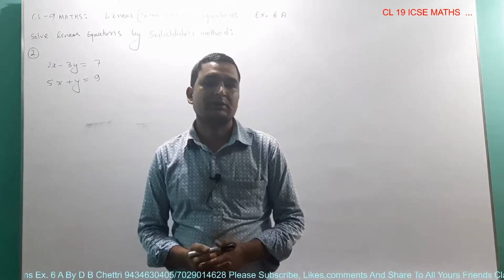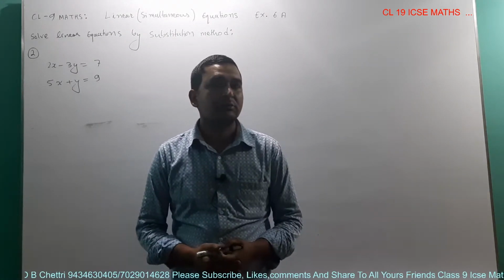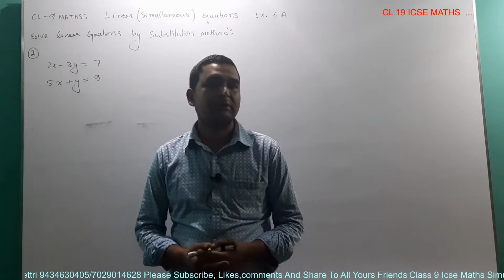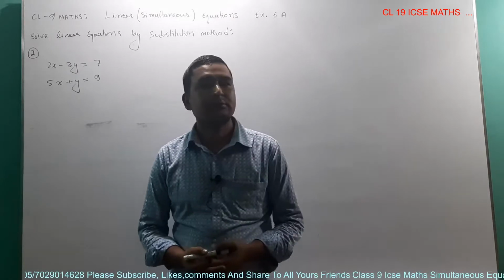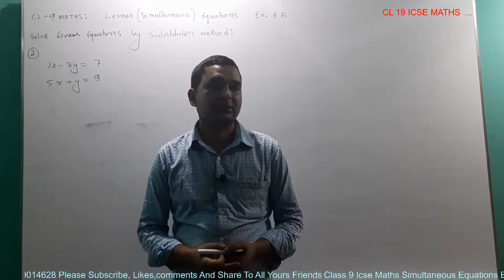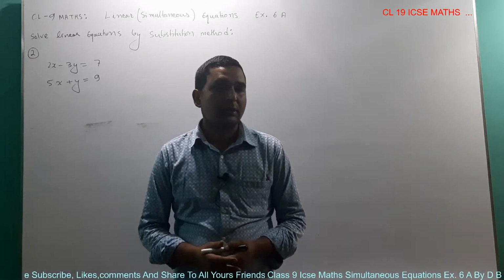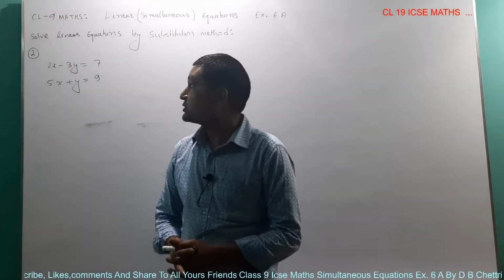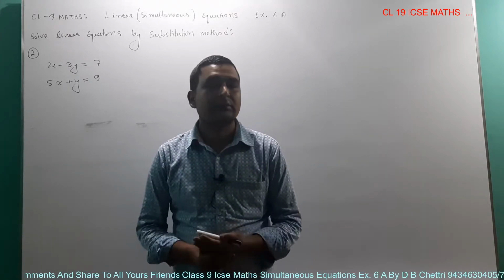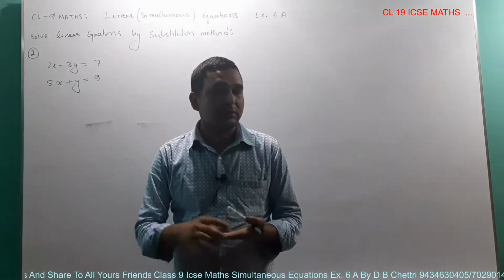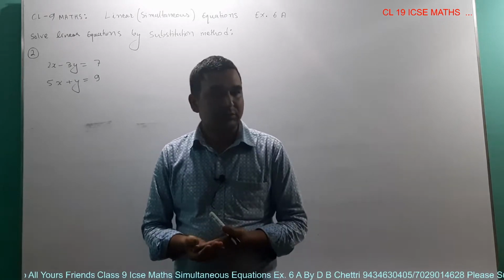This is class 9 ICSE Mathematics. We are using the Concise Mathematics book published by Selina. We are learning chapter 6, linear or simultaneous equations, exercise 6A. In today's session we are going to learn question number 2, and we are learning how to solve a pair of linear equations by the substitution method.